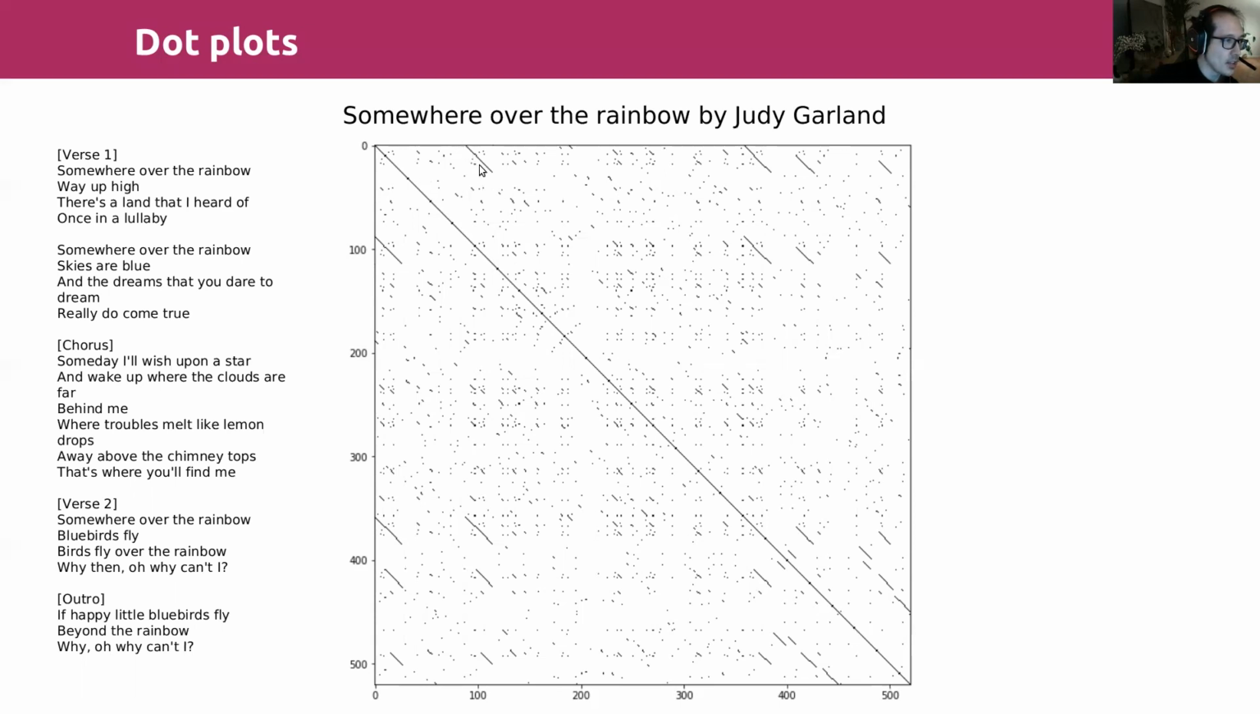Here's a duplication event. The first lyric here, Somewhere Over the Rainbow, is being repeated. And you can see that it's occurring not just at the beginning, but also later on and towards the end a few times.